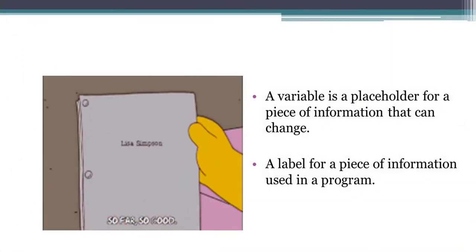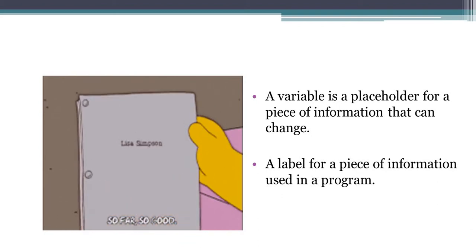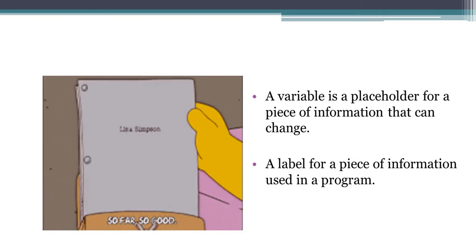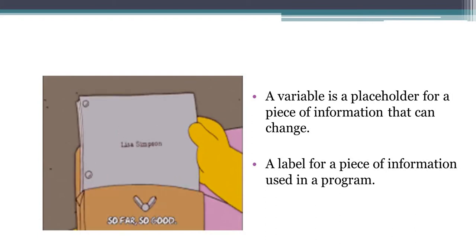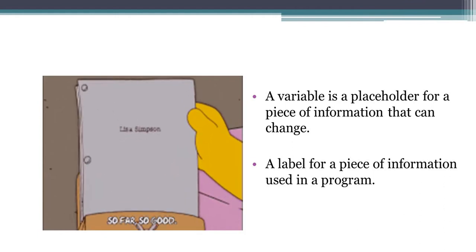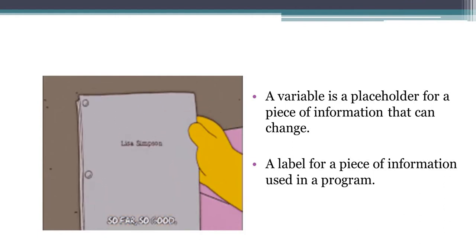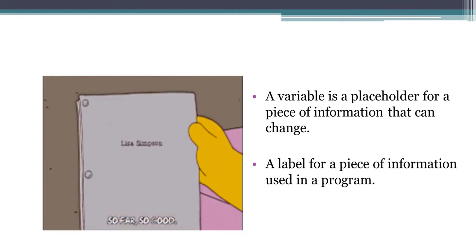Now, first of all, what are variables? We said that a variable is a placeholder for a piece of information that we can change. Now, when we say a placeholder, I remember I told us in our last class that a variable can also be seen like an envelope where you can put information. That information can be collected at any time. Or you can say a label for a piece of information used in a program.